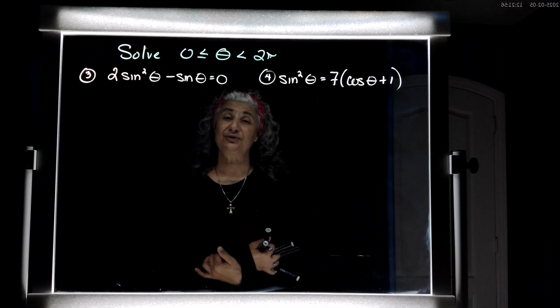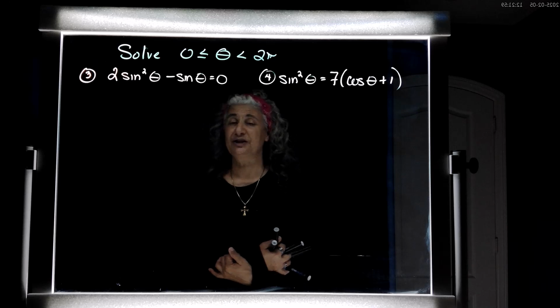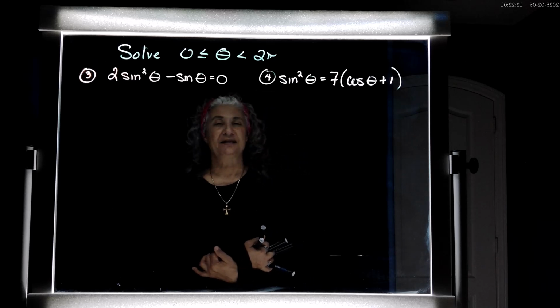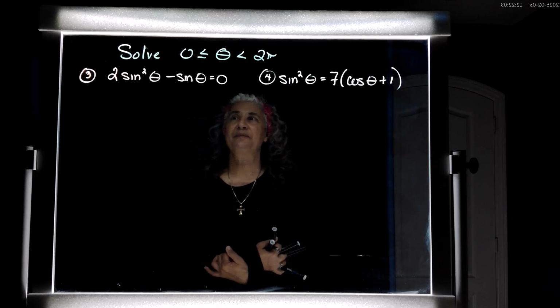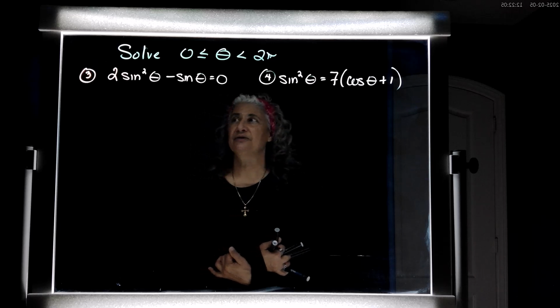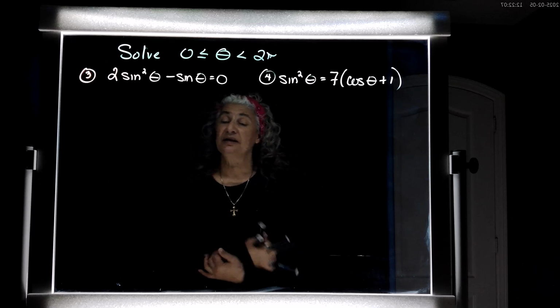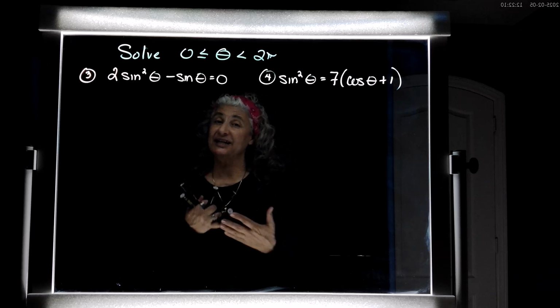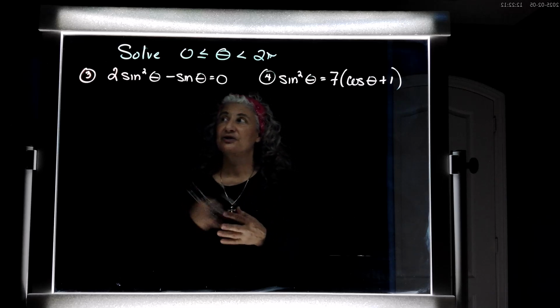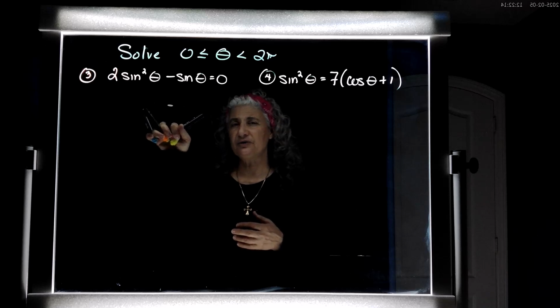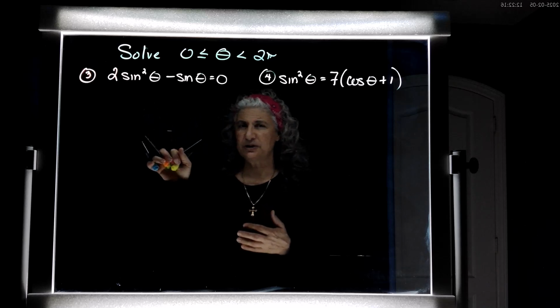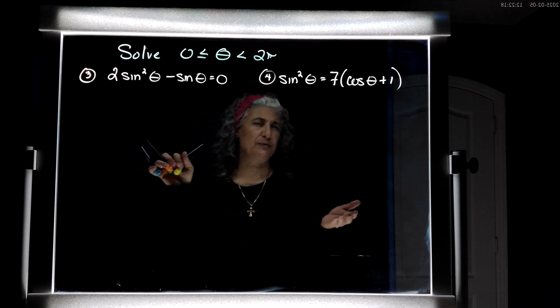Okay, so here are the last 2. Tell me what you did. Let's look at number 3. Yeah, you've got 2 sine squared theta minus sine theta equals 0. Notice, initially your variable is sine theta, isn't it? So, does this look familiar? Good, it looks like a quadratic. So problem number 2 was also a quadratic, wasn't it?